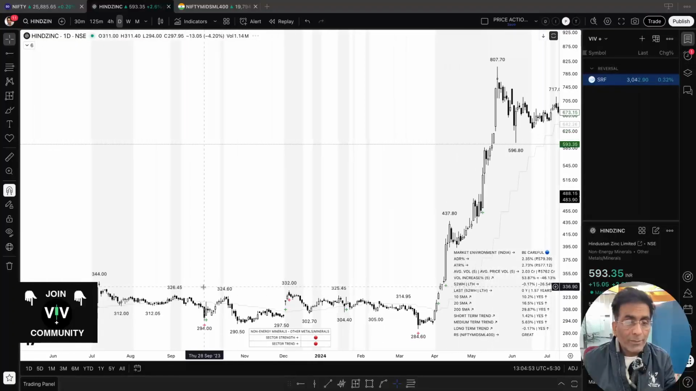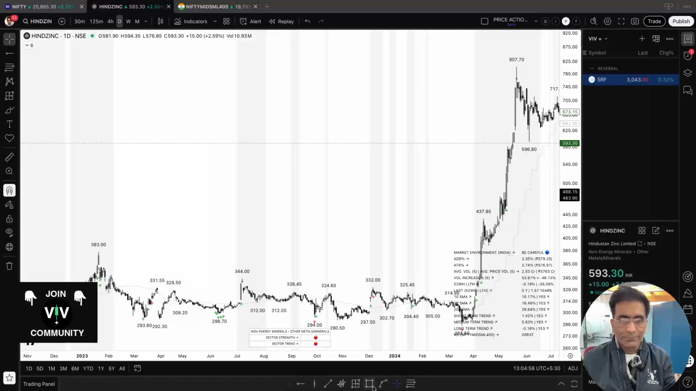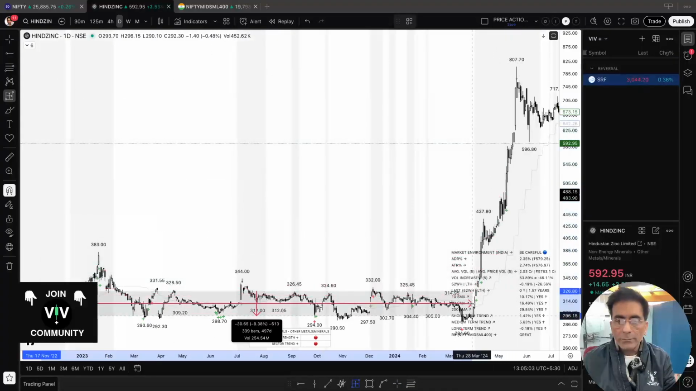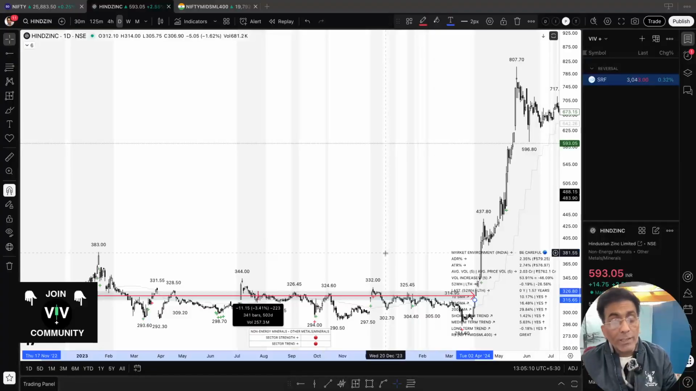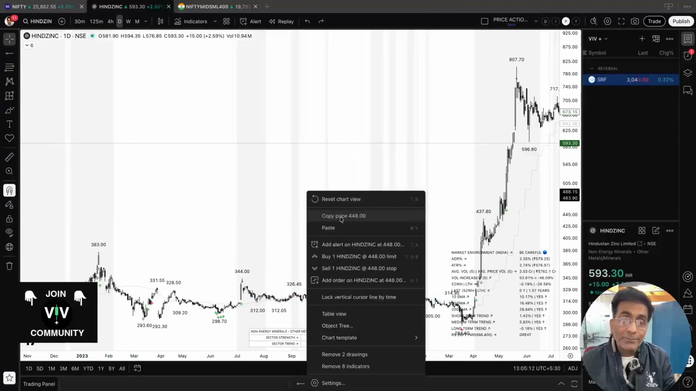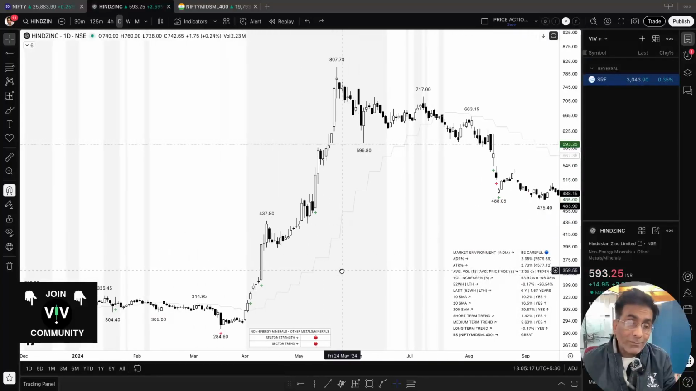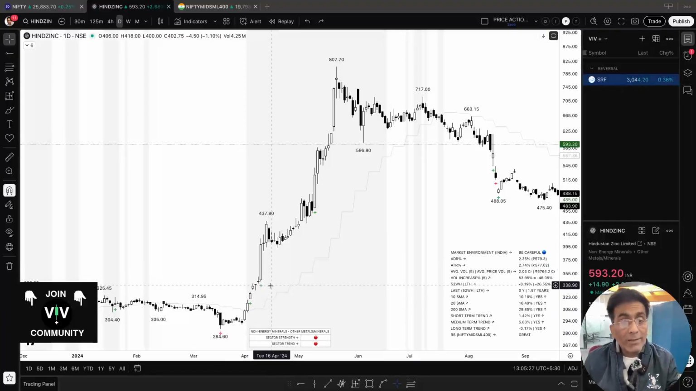This was a big base. If you can see in Hindustan Zinc, this was a very big base, almost 502 days, November 22 to April 24. And see what happened. The move started near the 10-week moving average only. The big moves will start near the 10-week moving average only.